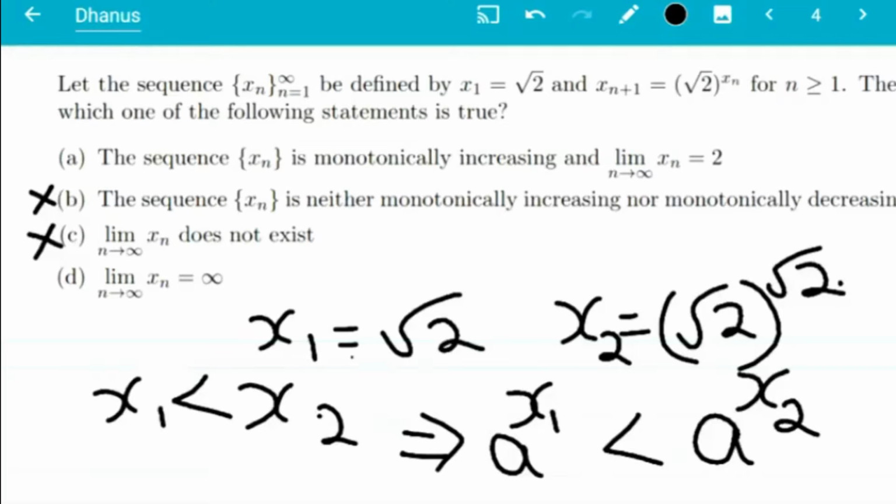And the option that the limit of xn is infinite: we have already proved that the sequence is bounded above, so the limit of xn cannot be equal to infinity. That's why this is also false. And the answer is: the sequence xn is monotonically increasing and limit of xn equals 2.